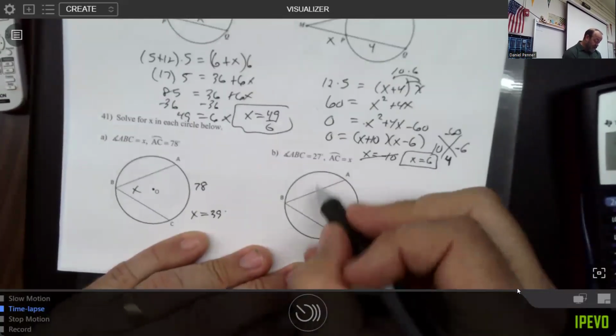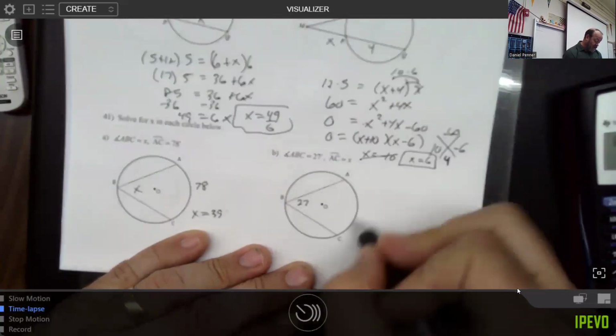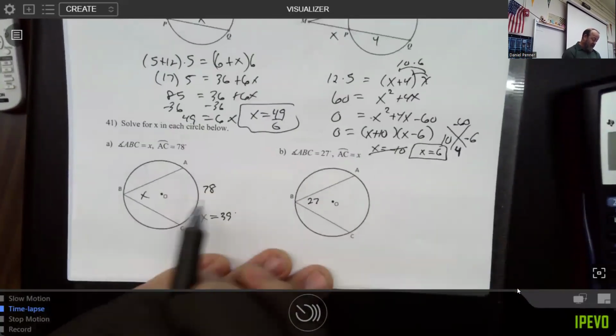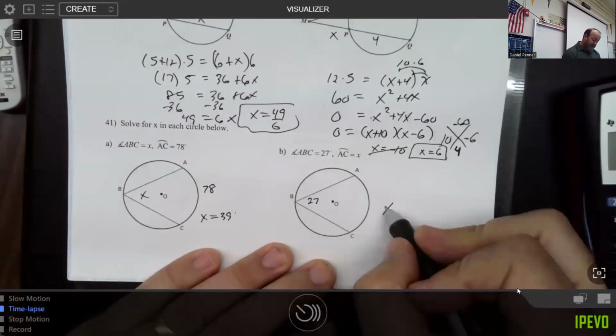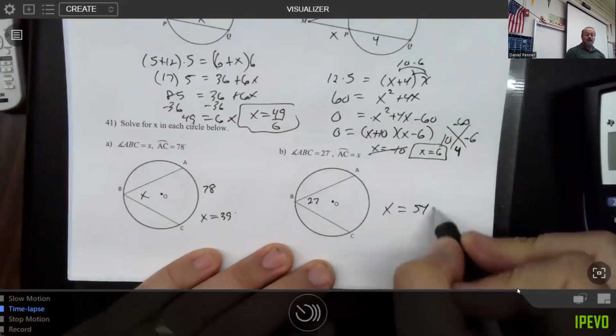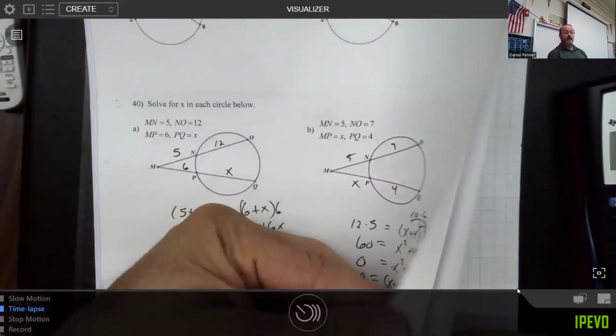Conversely, if ABC is 27, then the arc out here is going to be twice as big, because if I had to cut it in half to get to the angle, then I'd have to double it to get to the arc. 54 degrees. Easy. All right, moving on.